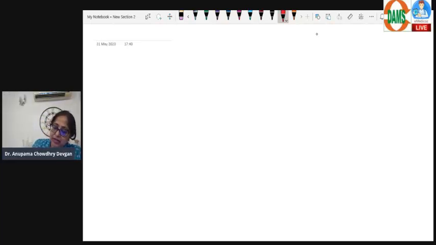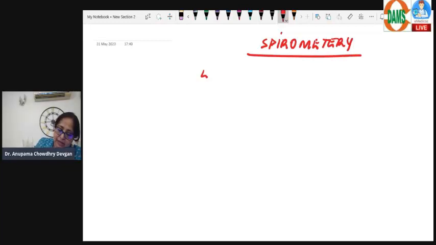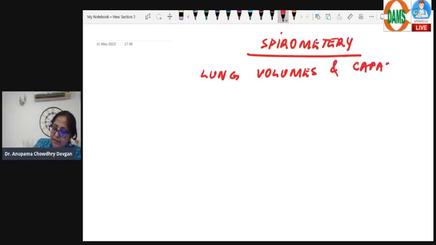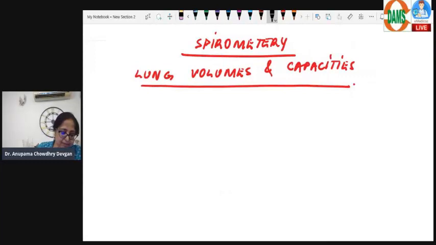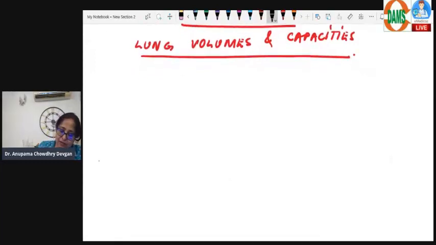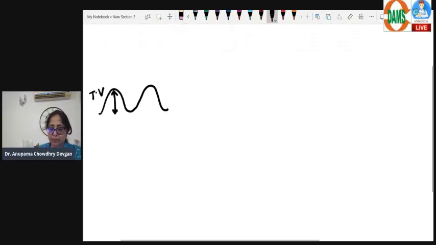Okay, let's see spirometry. Now, what happens in spirometry? This is lung volumes and capacities. Let's try and see this. The first one is what is known as the tidal volume.